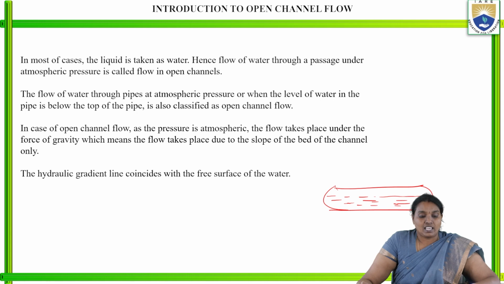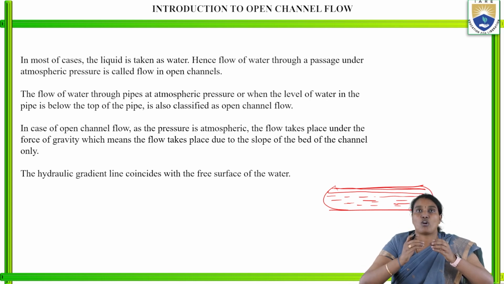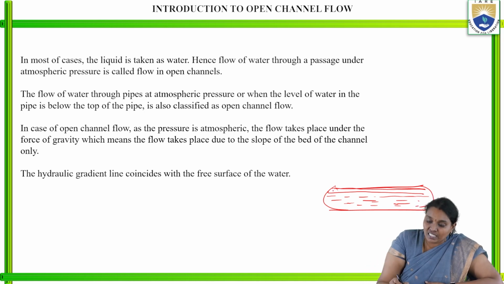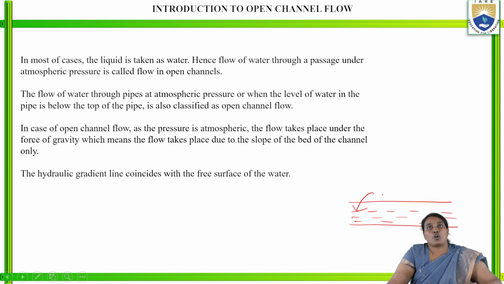The flow comes under open channel flow whenever the level of water in the pipe is below the top of the surface, not at the edge. The pipe is not completely full; the water level is a little bit low, so the space is there up to the surface. Water is flowing in the pipe like this, so this is a free surface. Such types of flow are also classified as open channel flow.